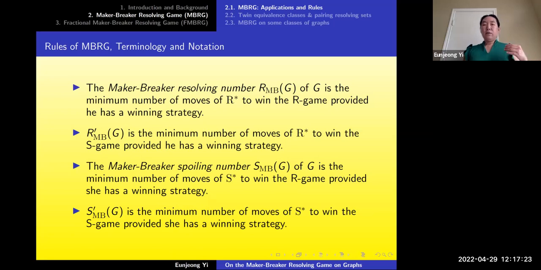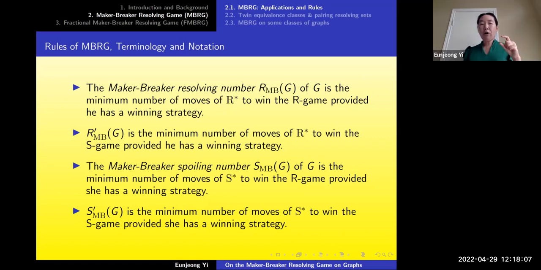Okay, so first I mentioned to you the outcome of the Maker-Breaker resolving game, denoted by o of graph G. Now the second one is the minimum number of steps for a player to win. The Maker-Breaker resolving number, denoted by R subscript MB of G, is the minimum number of moves of a resolver to win the R game, provided he has a winning strategy. The third bullet, the Maker-Breaker spoiling number, denoted by S subscript MB of G, is the minimum number of moves of the spoiler to win the R game, provided that she has a winning strategy.